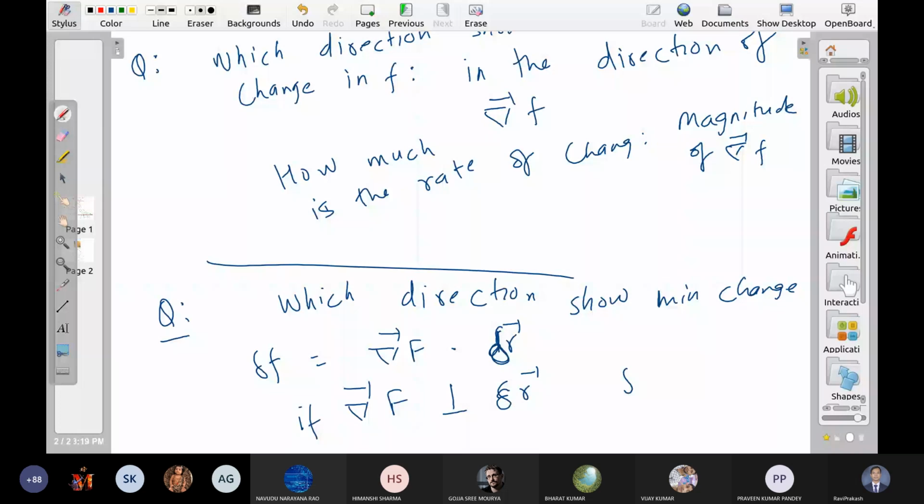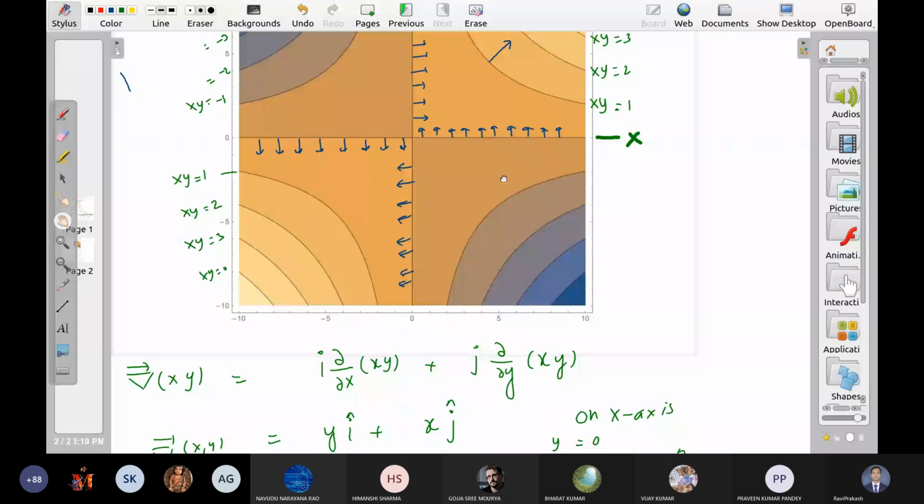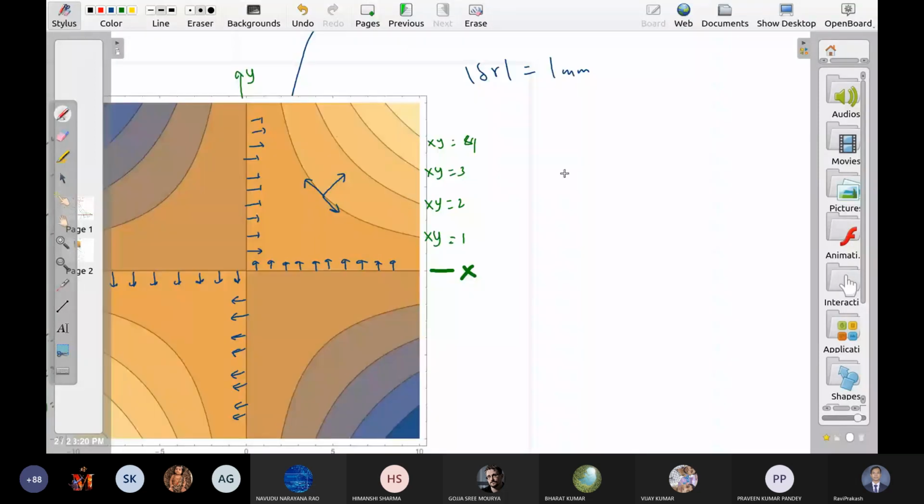Means if you go along the perpendicular direction, either on this side or on this side, there is minimum change, and that change is 0. But 0 means what? Function remains constant along these directions. Or we can say that gradient is always perpendicular to the surface of constant value, right? So what is the first property of gradient?